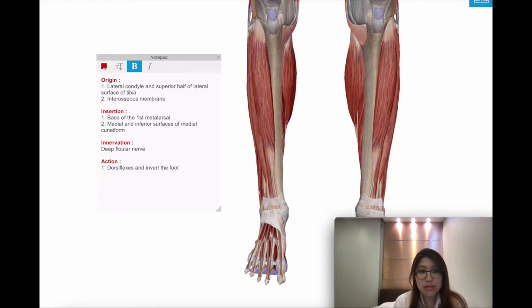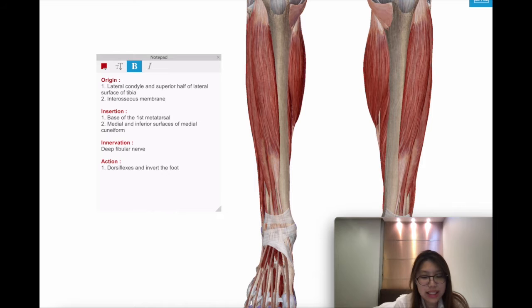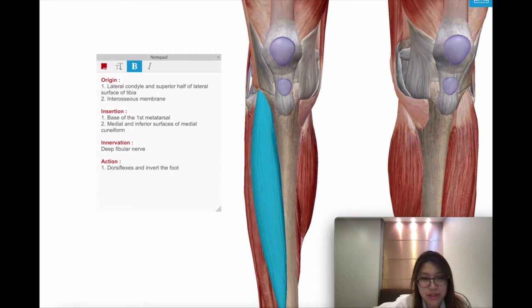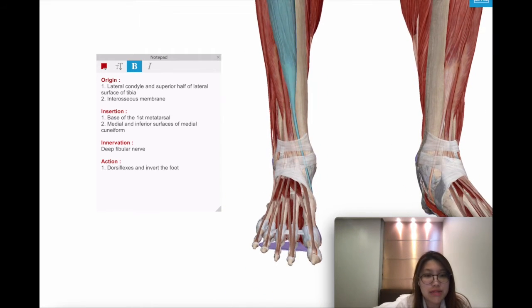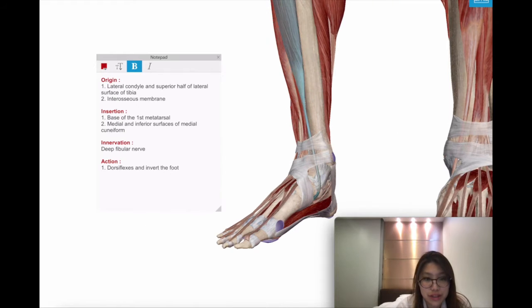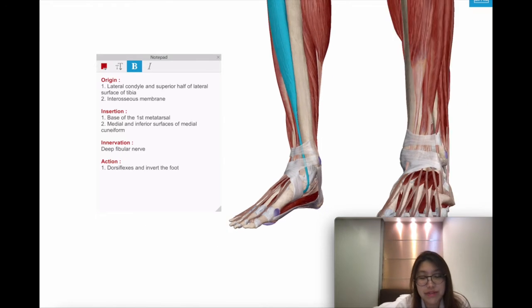So this is the tibialis anterior. The origin is at the lateral condyle and superior half of the lateral surface of the tibia and the interosseous membrane. Insertion is at the base of the first metatarsal and the medial and inferior surface of the medial cuneiform. Innervation is the deep fibular nerve, and the action is to dorsiflex and invert the foot.